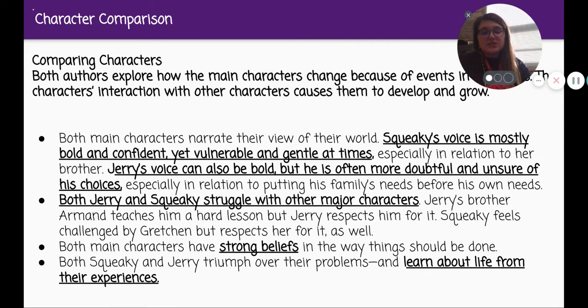Now, both Jerry and Squeaky struggle with other major characters in the story. Jerry's brother, Armin, teaches him a hard lesson, but Jerry respects him for it, while Squeaky feels challenged by Gretchen, but in the end, she also does respect her for it. Both main characters have strong beliefs in the way things should be done, and both Squeaky and Jerry triumph over their problems and learn about life from their experiences.